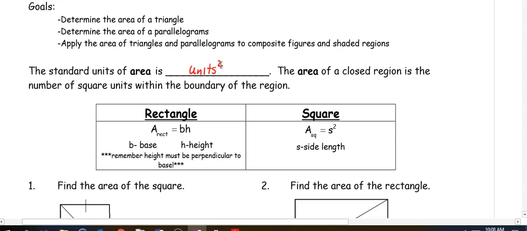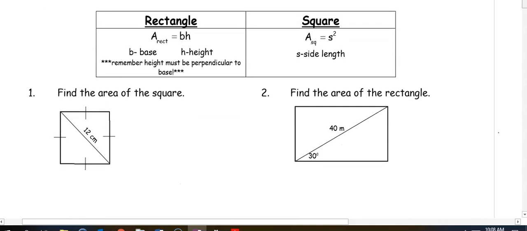The area is the closed region in the number of square units within the boundary of a region. So let's look at two shapes that we probably know how to find the area of already. We have a rectangle and a square. To find the area of your rectangle, we're going to do base times height. Remember that we need to have the perpendicular sides in our rectangle, so we have our height and our base. A square then, remember that a square has 4 congruent sides. So once we know the side length of one side of the square, we can just multiply it by itself to get the area of the square.